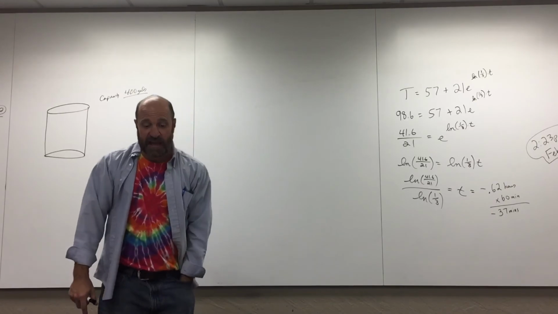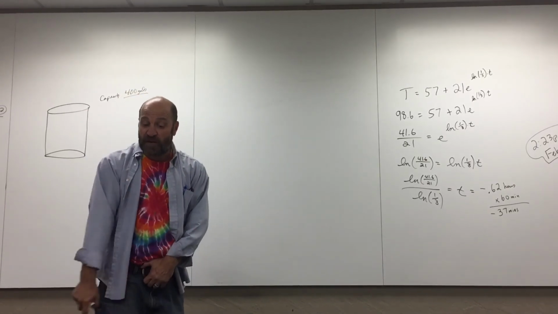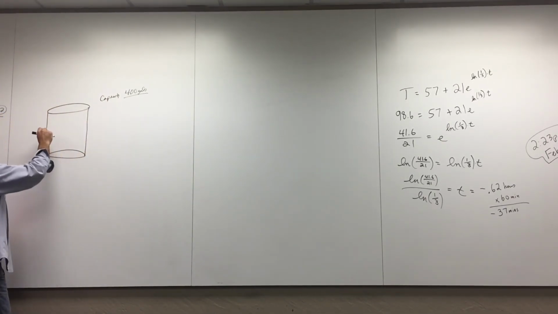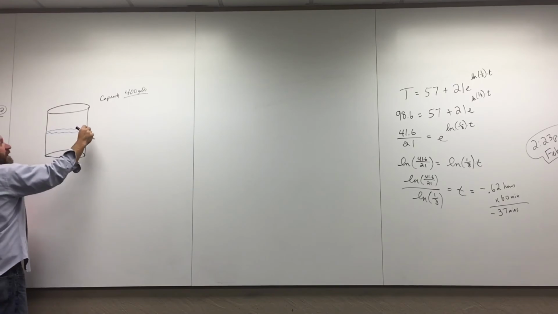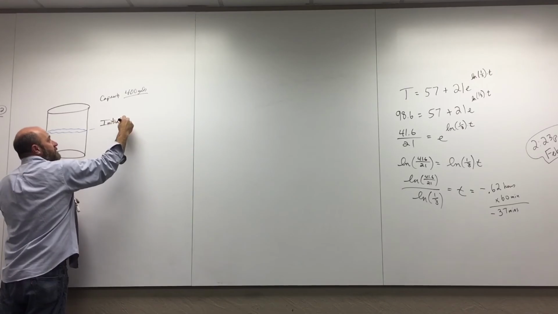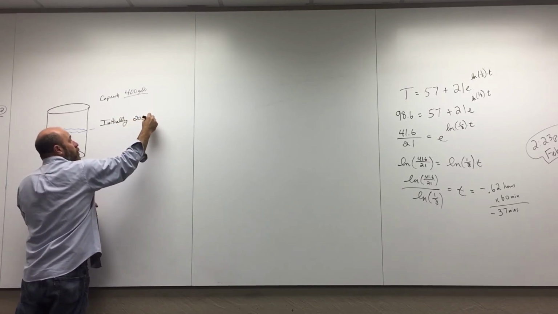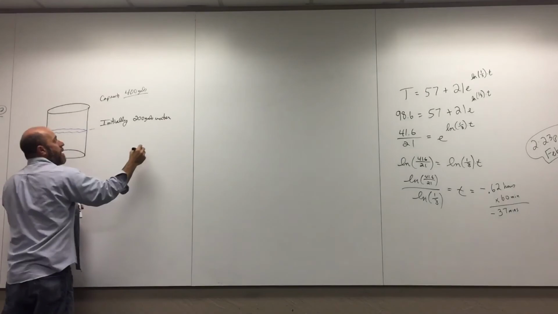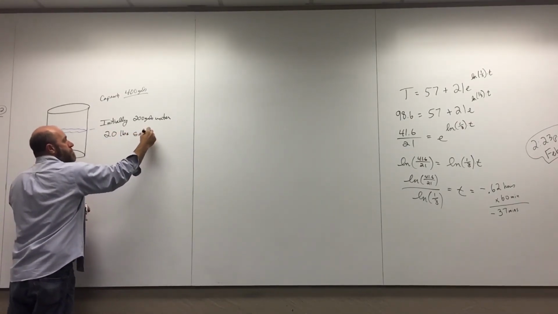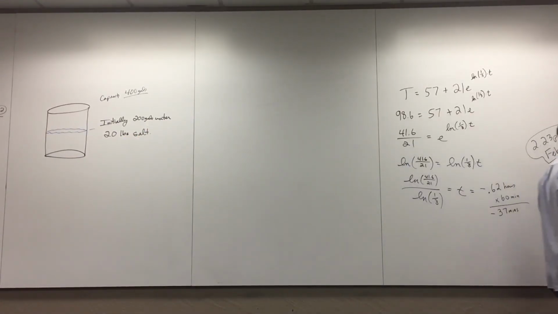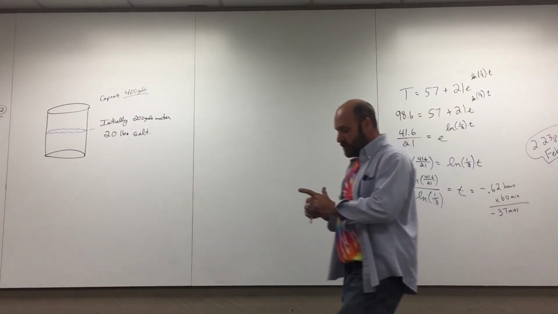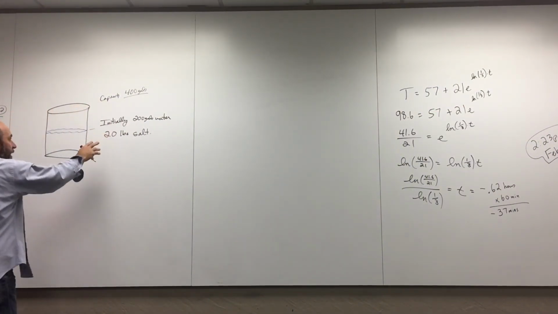It says it initially contains 20 pounds of salt dissolved in 200 gallons of water. Okay, so it's got a capacity of 400 gallons, but initially it has 200 gallons of water with how much salt? With 20 pounds of salt, I think it said. 20 pounds. All right, these are the good ones. These are the good problems. I love these. Now what happens?